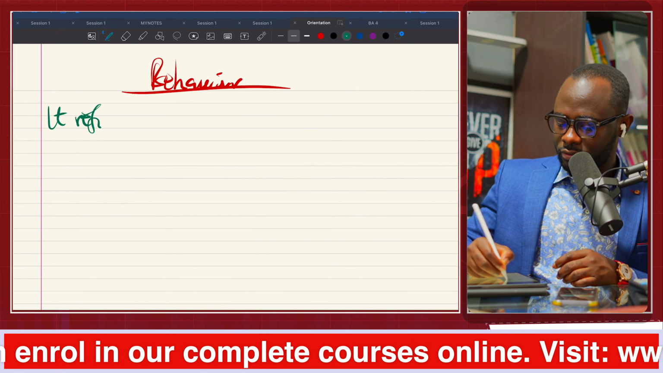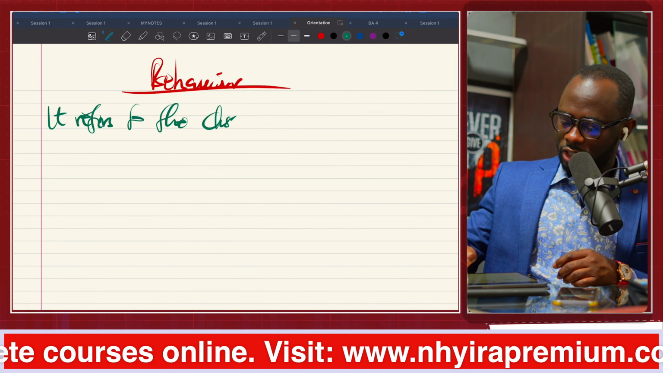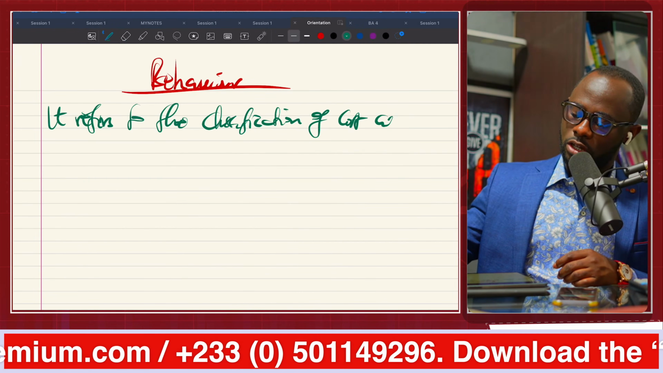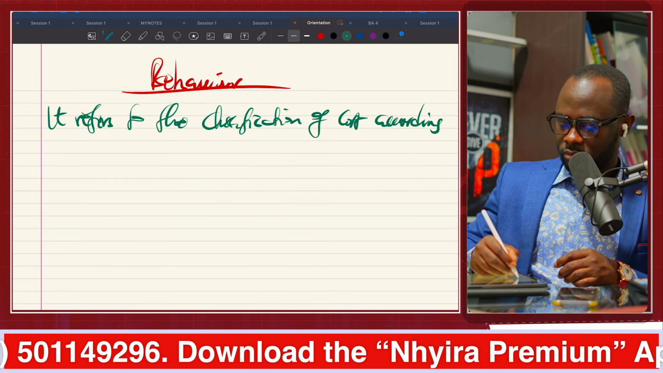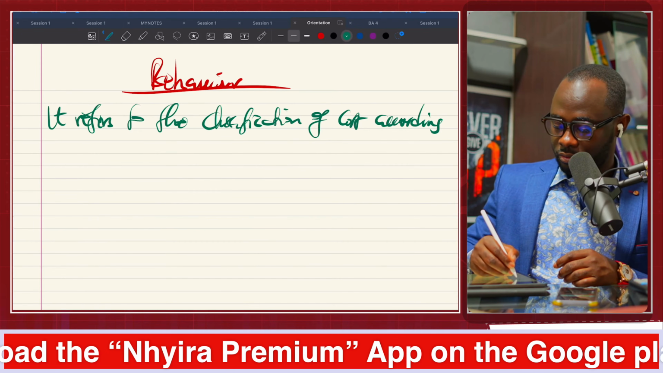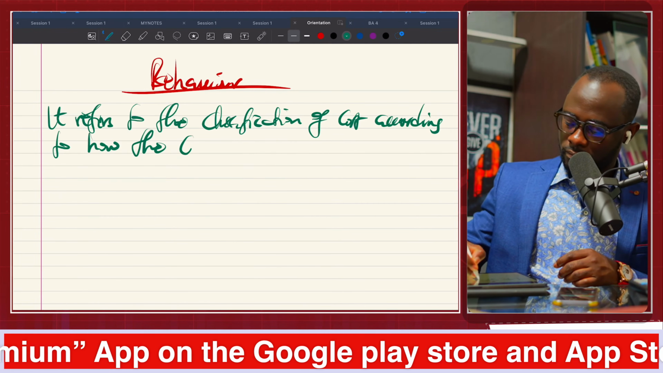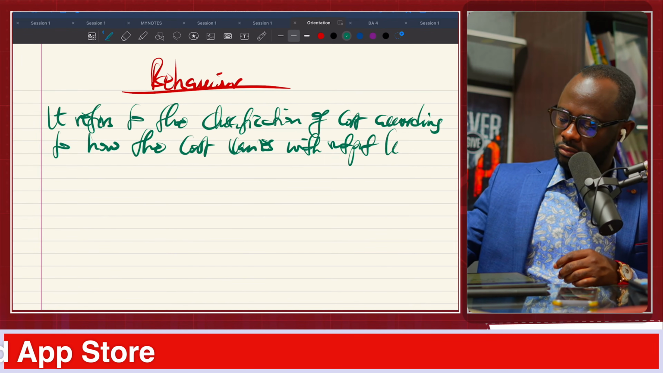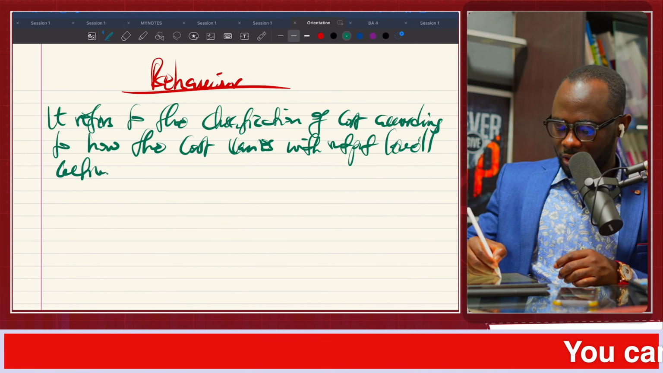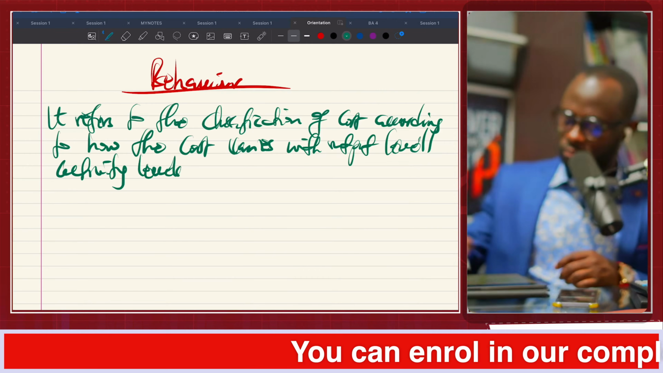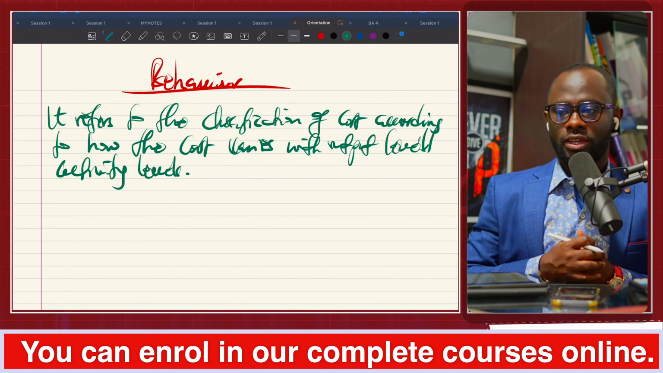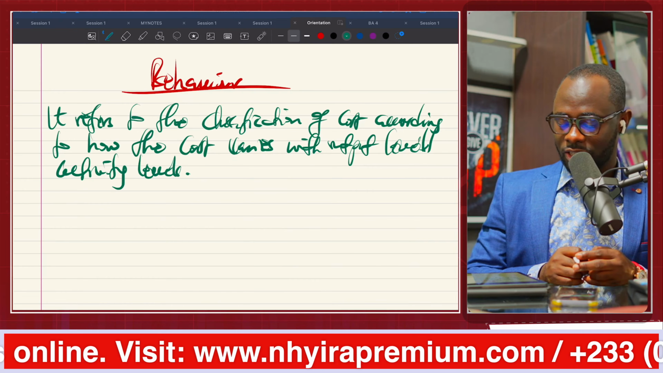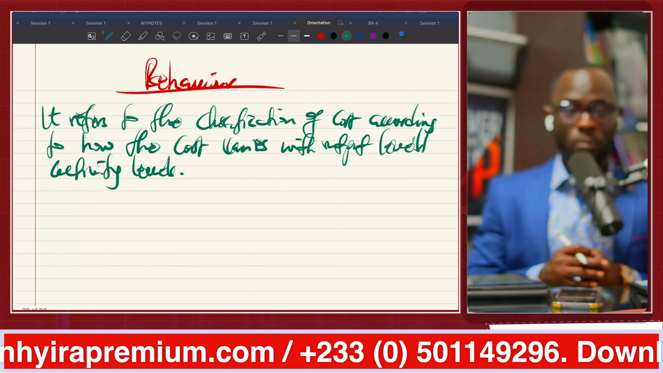Okay, so it refers to the classification of cost according to how the cost varies with output level, or if you want, activity level. So that's the third thing. Now remember, we've spoken about the fourth one, which is production, already indirectly in the discussion, but that is classification of cost according to behavior.